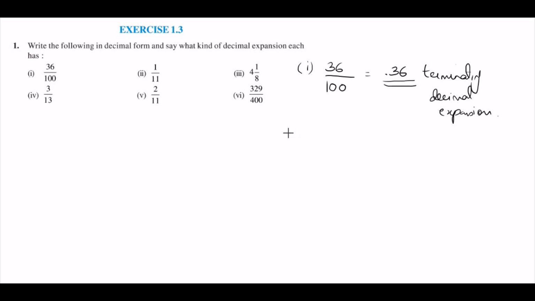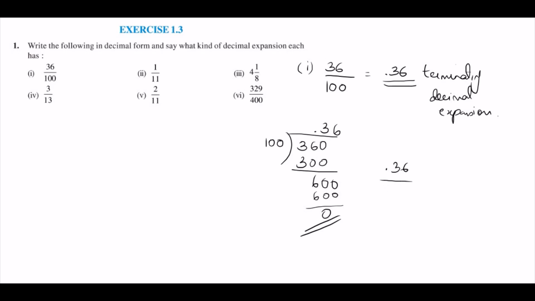Now if you do the long division and check, you will see 36 and 100. In 36, 100 will not go. So in 360, 100 goes 3 times. So 300. 360 minus 300 is 60. In 600, 100 goes 6 times. So 600, 0. That is, here the remainder is 0. Whenever you get the remainder as 0, that means it has a terminating decimal expansion. That is, here the decimal expansion is 0.36.